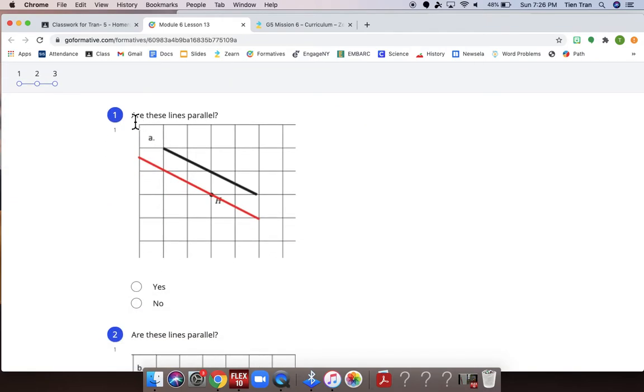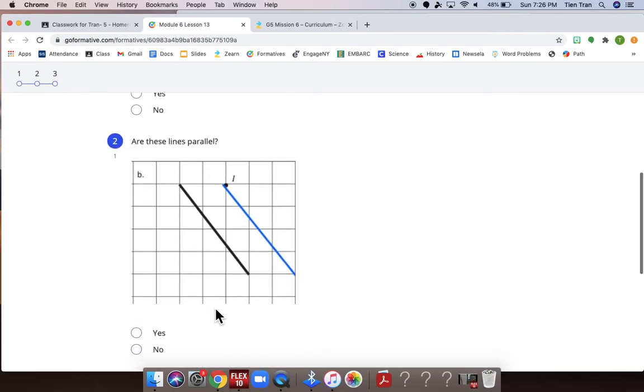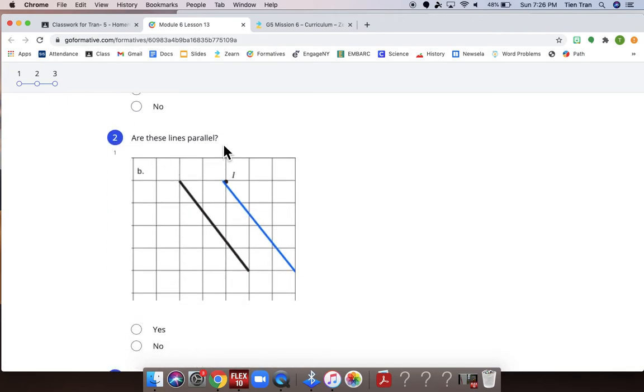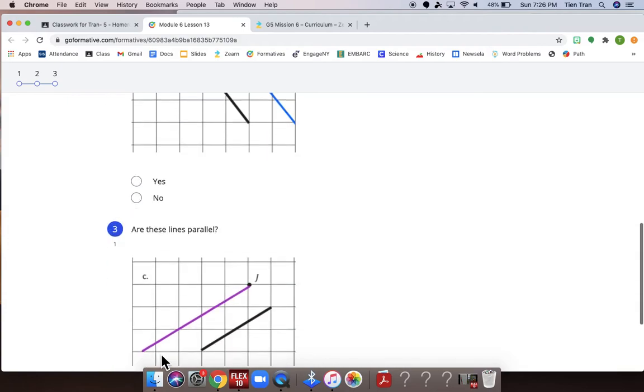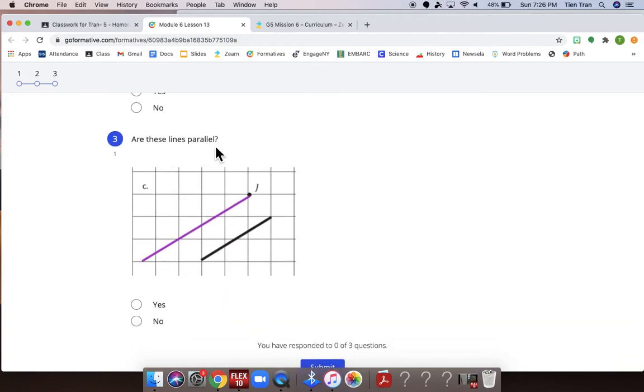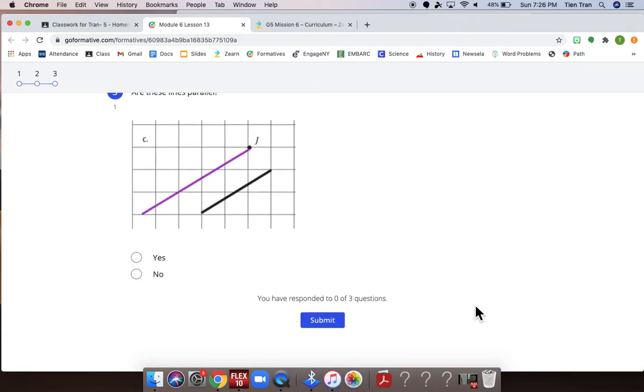It's the same question. Are these lines parallel? Yes or no? Problem number 2, are these lines parallel? Yes or no? Number 3, are these lines parallel? Yes or no? Once you are done with those questions, you're going to make sure you click the button Submit.